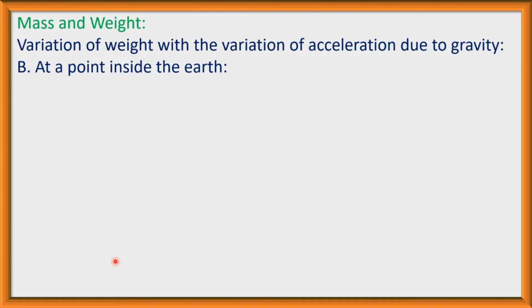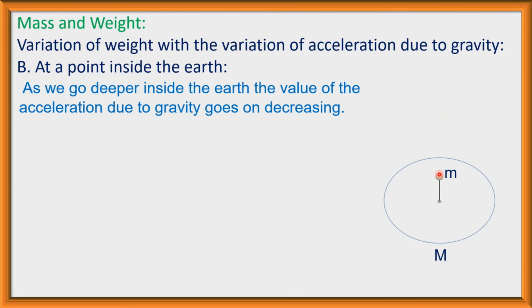At a point inside the earth. Now here is the earth and m is inside the earth, and as we go deeper inside the earth, the value of the acceleration due to gravity goes on decreasing. If we move deeper and deeper, then the value of g will be decreased.